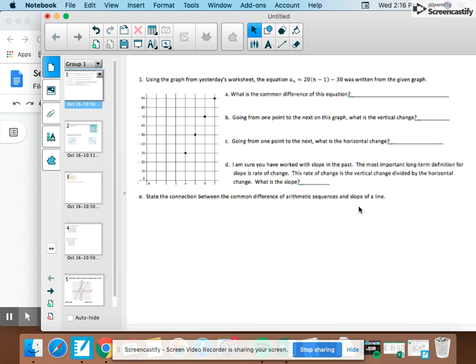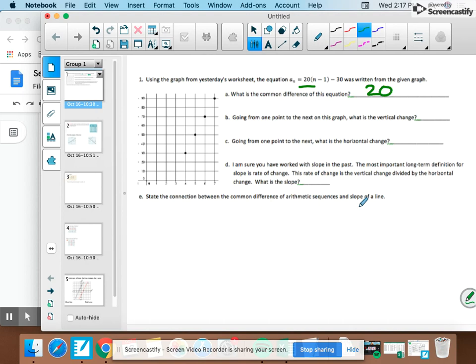So we're going to talk about slope. We're going to continue with our sequence formula and see how that connects to slopes of lines, whether they're increasing or decreasing. So we're first going to look at this graph we have here, and we're given the equation a sub n equals 20 times (n minus 1) minus 30. The first question says, what is the common difference of this equation? Remember, the common difference comes before our parentheses. So the common difference here is 20.